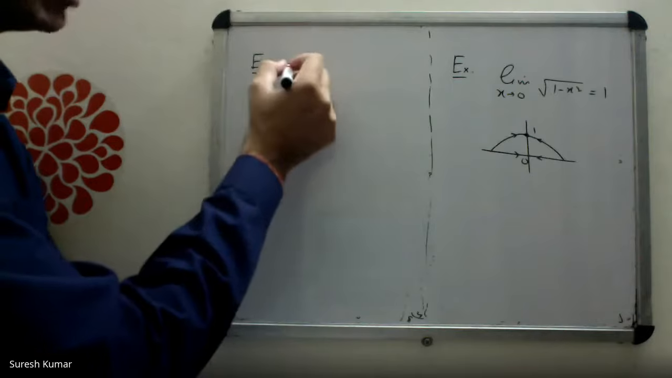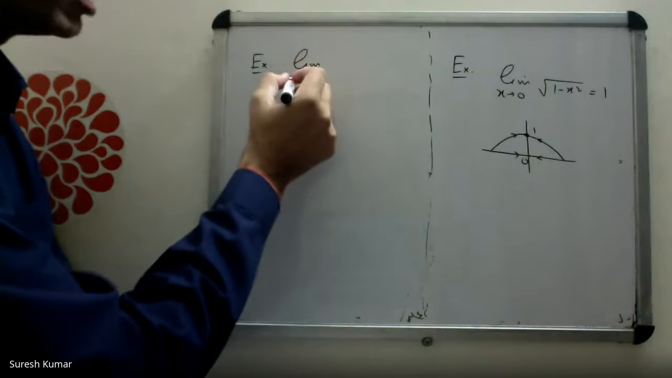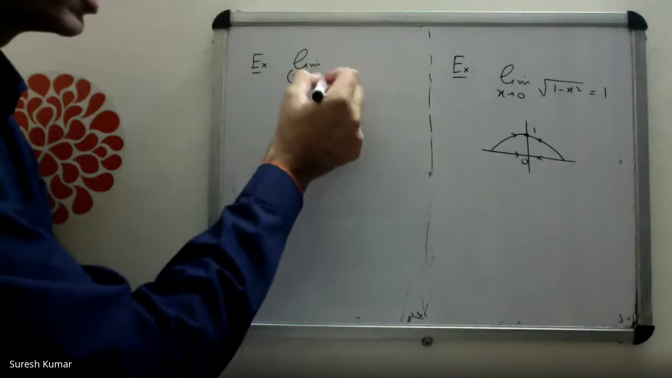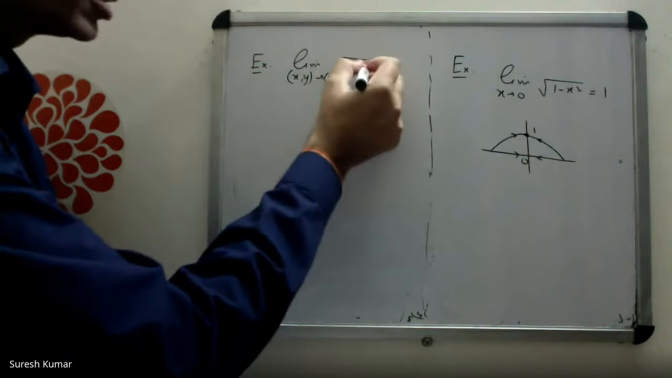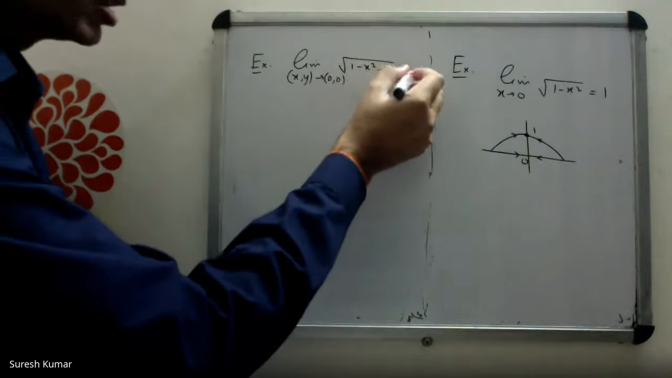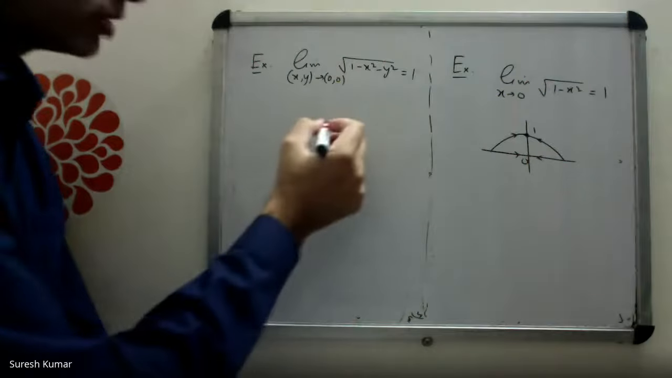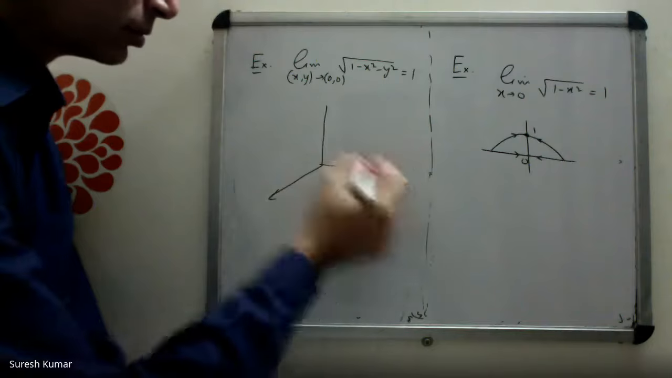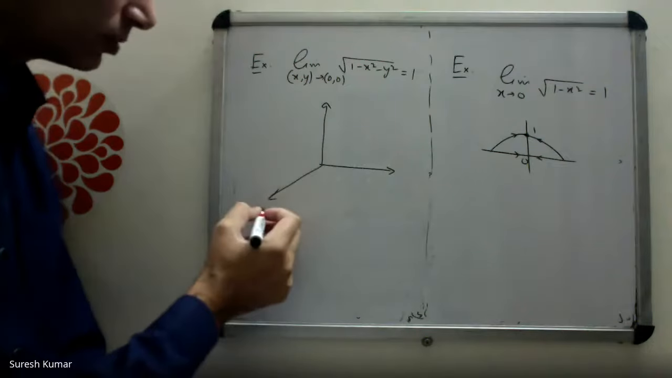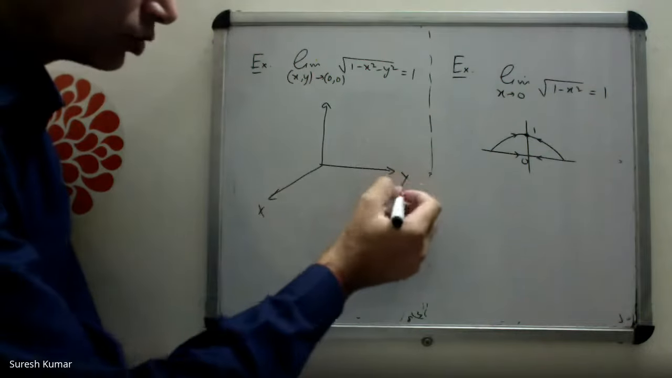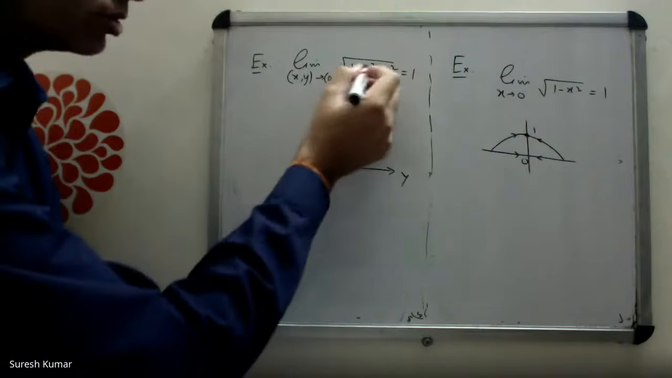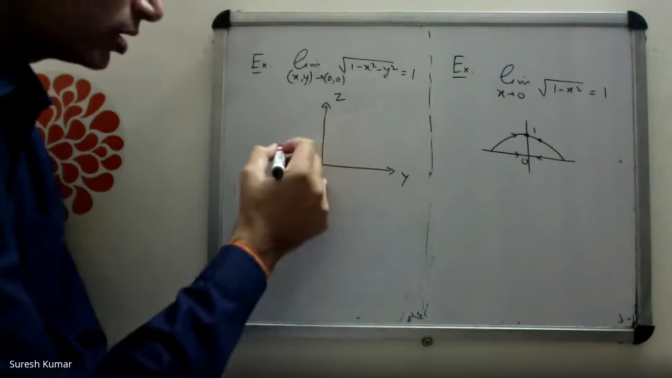See a similar example in case of two variables, where the limit exists. And the answer of this limit is again 1. But see the geometry. This will give you an idea what happens in case of two variables when limit exists. You know, the graph of this function is a hemisphere.